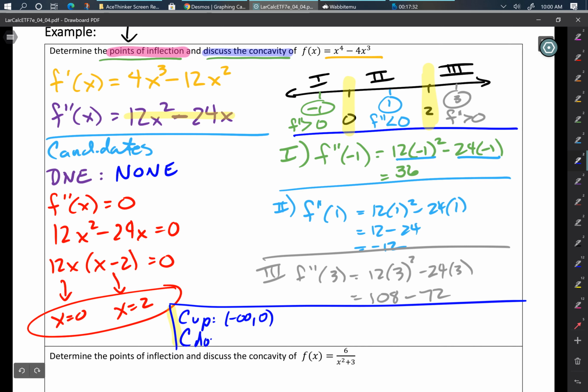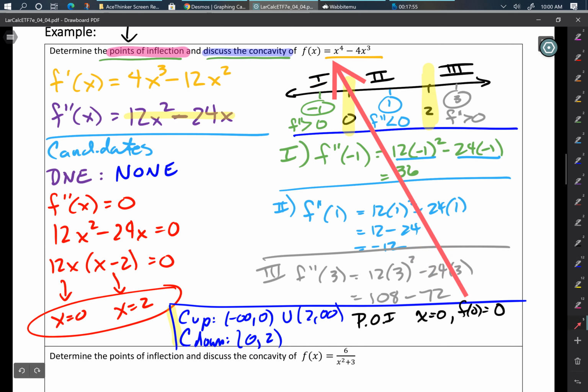We're concave down from 0 to 2. And then we're concave up again from 2 to infinity. And it looks like we're going to have points of inflection at x equals 0. And then f of 0 would also be 0. And where did I get that from? Plugged in 0 to that bad boy. Okay. And we have another point of inflection when x is 2. And f of 2 is going to be plugging 2 back into here.